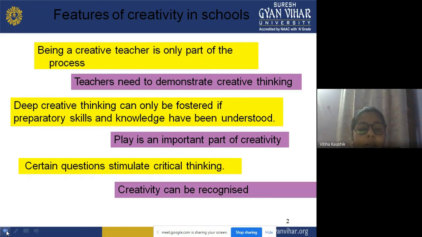If the students have the previous skills and the knowledge of something, then only can creative thinking be developed in them. Play is an important part of creativity. Certain questions stimulate creative critical thinking, means some types of questions increase the creative thinking among the students, what is right and what is wrong. Creativity can be recognized, means a teacher can easily recognize that creativity is in that child or in that learner.